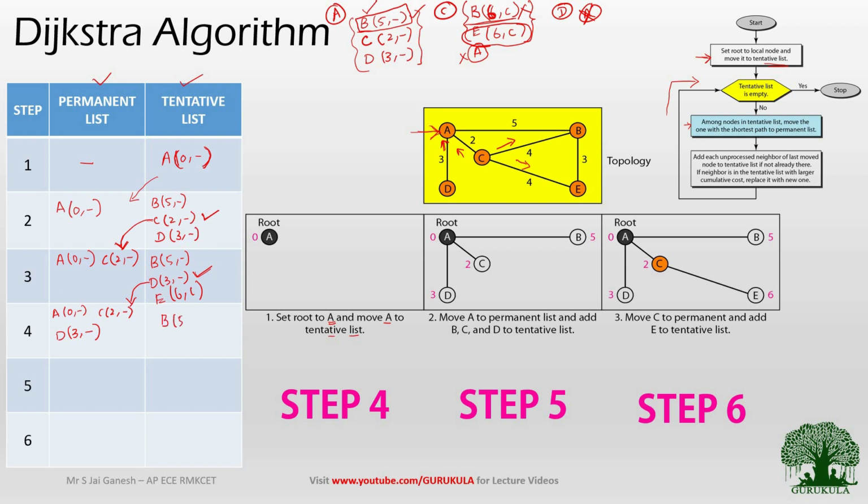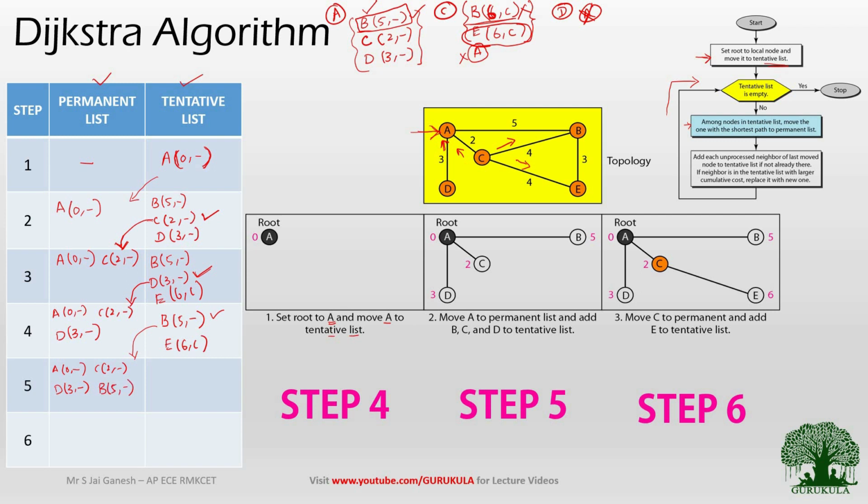So we will be left with only two entries, that is B of 5 and E6 of C. So these are the entries that we will have in the tentative list. Now we have to repeat the procedure. Out of these two entries, B has the lowest cost, so we need to move B to the permanent list. So we will have A0 hyphen, C2 hyphen, D3 hyphen, and now we are moving B5 hyphen.